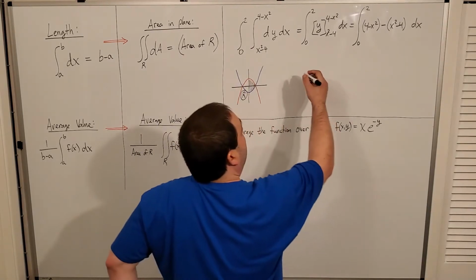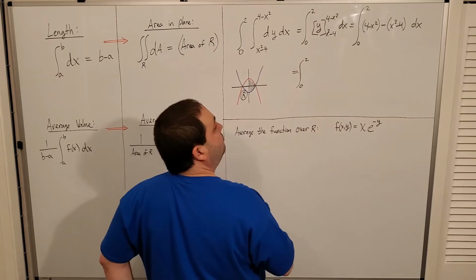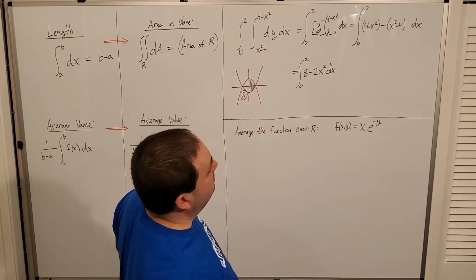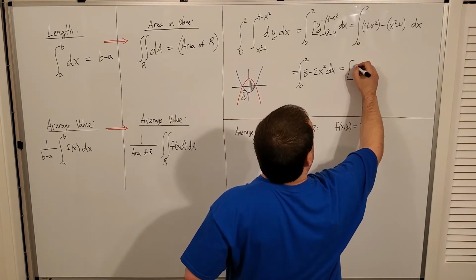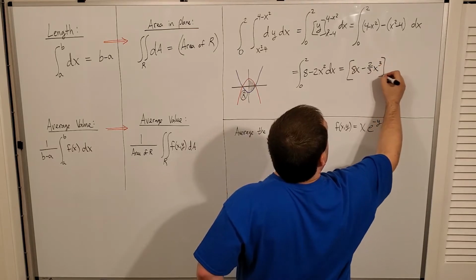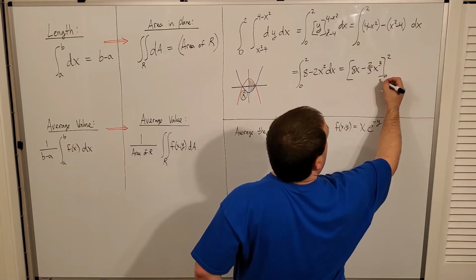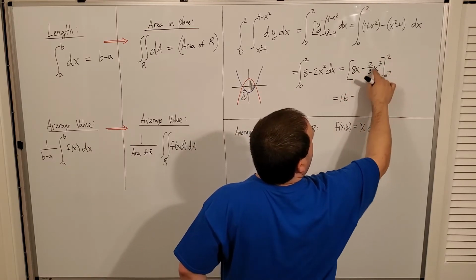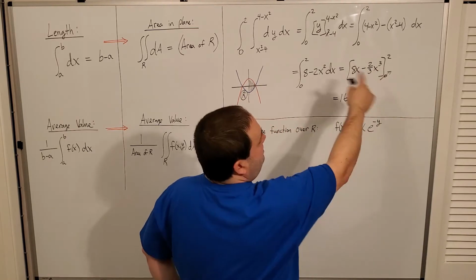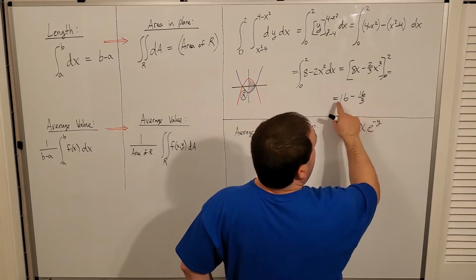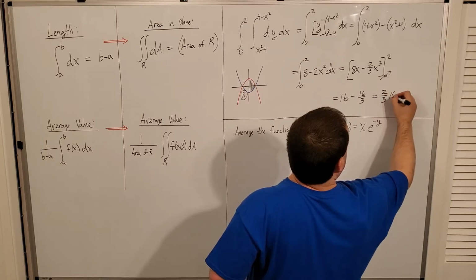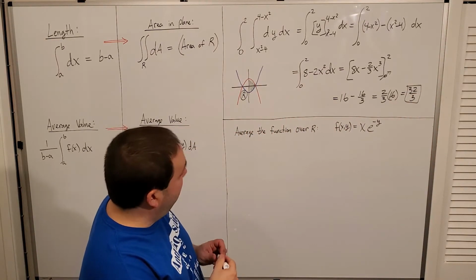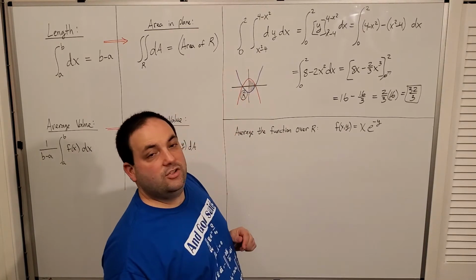Let's go ahead and finish it up. This is going to give me the integral from 0 to 2 of 8 minus 2x squared dx. And then that's going to be 8x minus 2/3 x cubed from 0 to 2. Both of these are zero when I plug in zero, so that piece is gone. And that's going to leave me with 16 minus 16 thirds, because 8 times 2 on that one, which is really just going to give me 2 thirds of 16, which is 32 thirds. Okay. So that would be the area of the region trapped in between these two curves here.